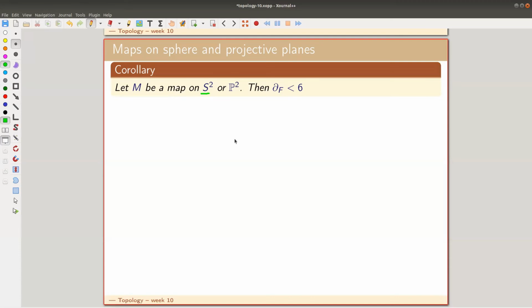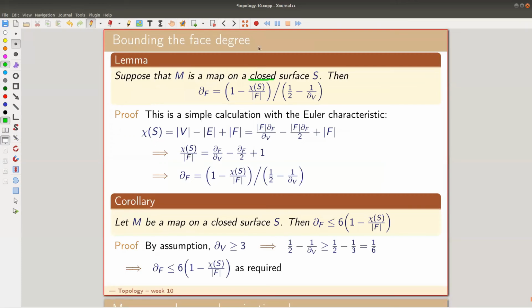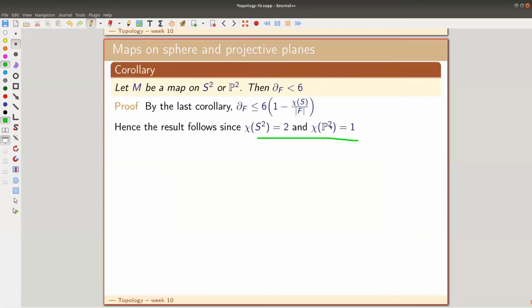Of course, the most interesting one is this one. I mean, the map on the projective plane, I guess, is complicated by default. But then we have that the average phase degree is at most 6. Not even at most, it's strictly lower than 6. How do we do that? Well, we just feed it in, and we know what the Euler characteristic of those two surfaces are. Note that at one point we had this assumption on a closed surface. So these are the only ones where we could really do this trick. The next closed surface, if you remember, was the torus, which had Euler characteristic 0. So if this is 0, we don't get strictly smaller than 6.